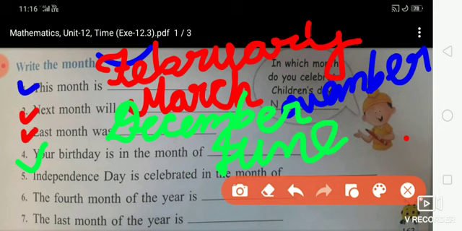J-U-N-E, June. Okay, so everyone, students, write your birthday month. That means write your own birthday month. My birthday is in the month of June. Okay, now the fifth one.